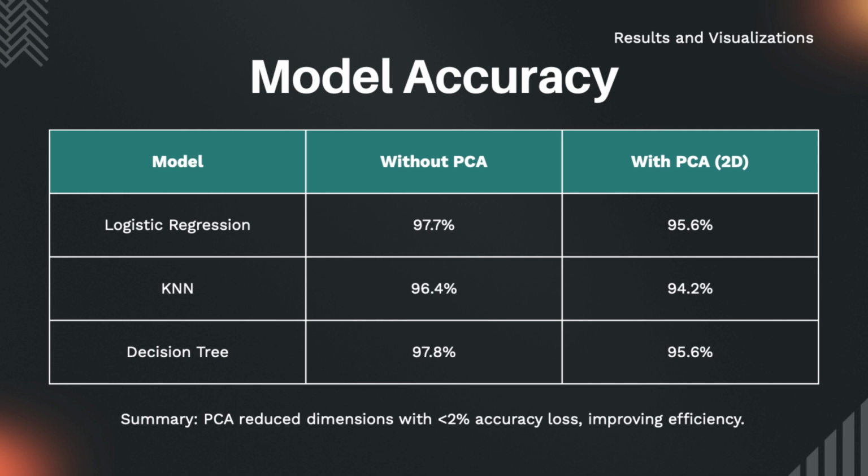This table summarizes the accuracy values. Without PCA, all models perform between 96 and 98%. With PCA, using only two components, accuracy remains above 94%. This confirms that PCA successfully reduced feature dimensions while preserving model reliability.